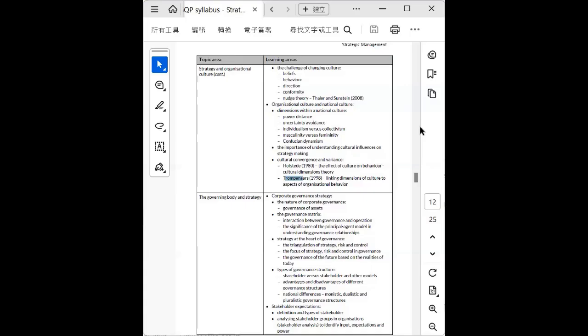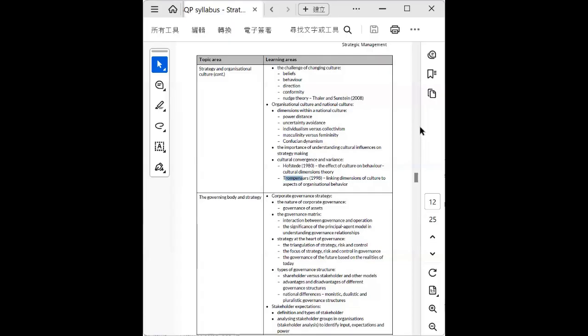Sequential versus synchronic time examines how a culture perceives time. Is it linear or flexible? Places like Switzerland value sequential time. Punctuality and schedules are very crucial. Whereas in places like Mexico, they embrace synchronic time, where multitasking and fluid timelines are more acceptable.